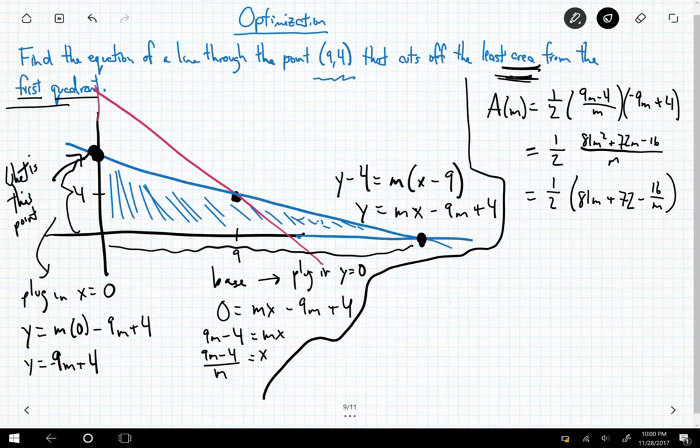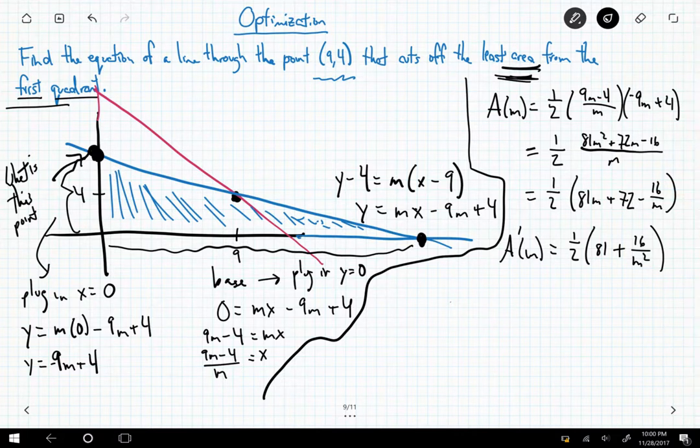Okay. So now let's take the derivative. So A prime of m. Notice that gives 1/2. The derivative of 81m is just 81. The derivative of 72 is 0. Minus 16 over m, that's 16m to the negative 1. So the derivative of 16 over m is 16 times m to the negative 2 times negative 1. So that becomes plus 16 over m squared, essentially.